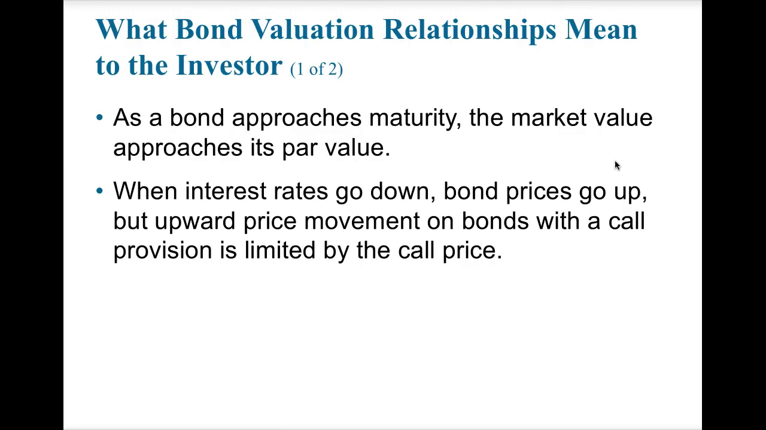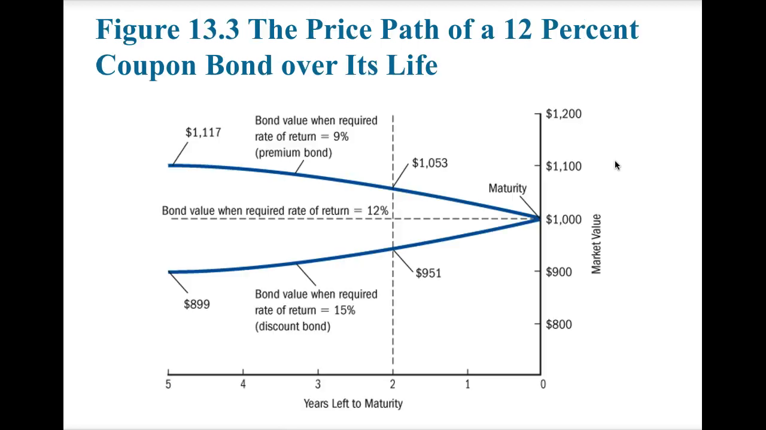So as bonds approach that maturity, though, the bond's going to get closer to the par value. So when interest rates go down, bond prices go up, but upward price movement of bonds with the call provision is limited by the call price. So let's just look at this chart here. It's a very classic chart that we want to talk about. So out here we have 5 years until maturity. Here we have 0 years. So at the 0 year, the bond is going to pay $1,000. That's the par value of the bond at maturity.